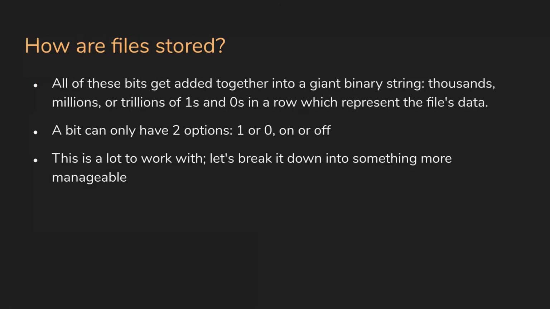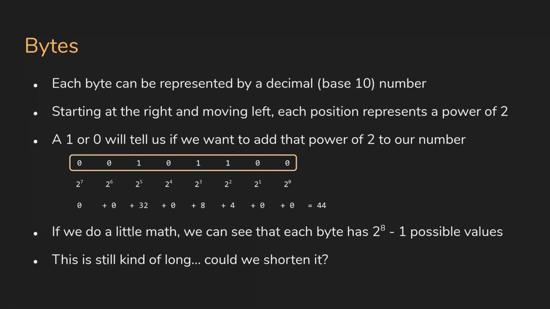So how are files stored? All these bits get added together into a giant binary string. So there's thousands, millions, or trillions of ones and zeros in a row, which represent the file's data. A bit can only have two options, 1 or 0, which is equivalent to on or off. This giant bit string representing a file is a lot to work with, so we break it down into something more manageable, which are bytes. A byte is 8 bits, and it can be represented by a decimal, which is a base 10 number.